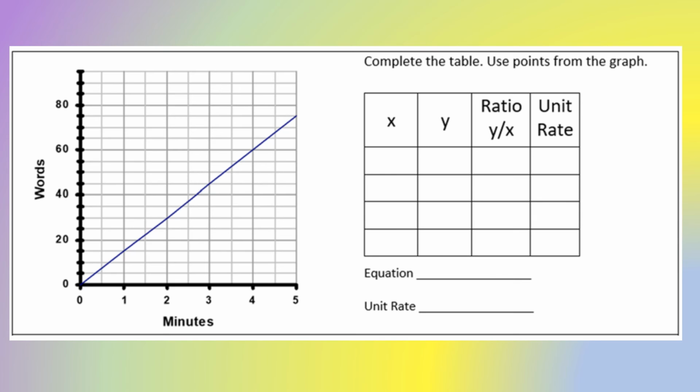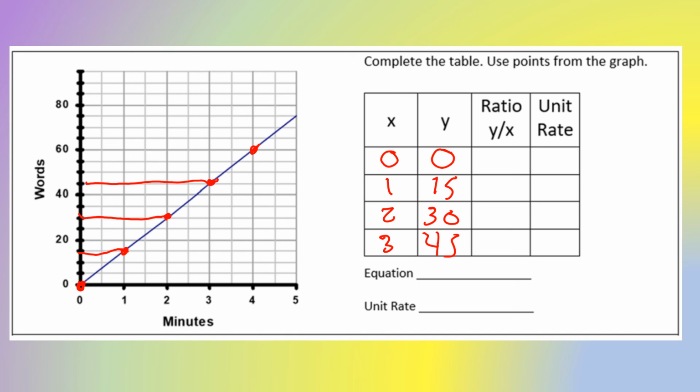Easy peasy, lemon squeezy. Find some points. There's a point, there's a point, there's a point, there's a point, and of course we still have 0, 0 as well. And then just fill in this table. You've got our x and our y. This is obviously 0 and 0. If x is 1, it is equal to what? 15. X is 2, it is equal to 30. And if x is 3, it is equal to 45.